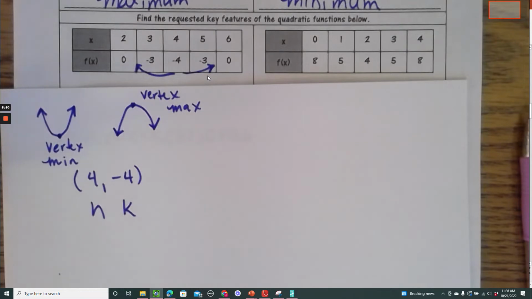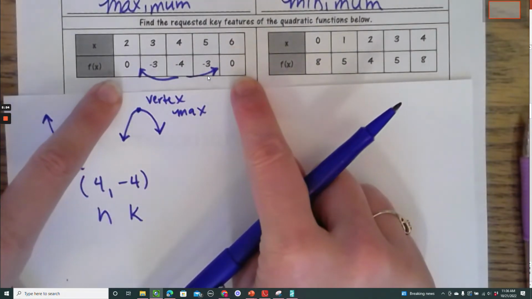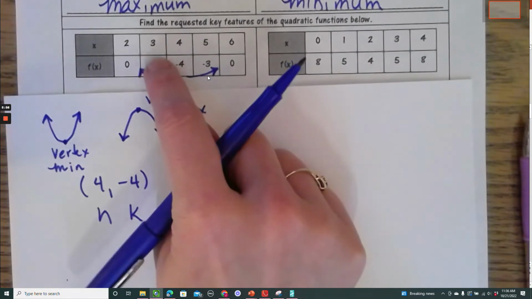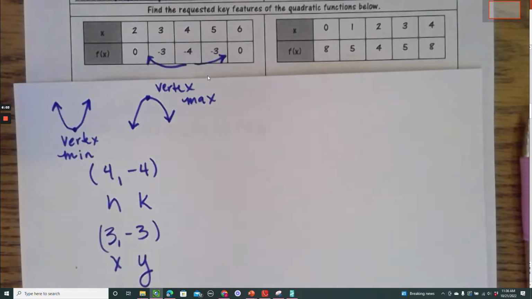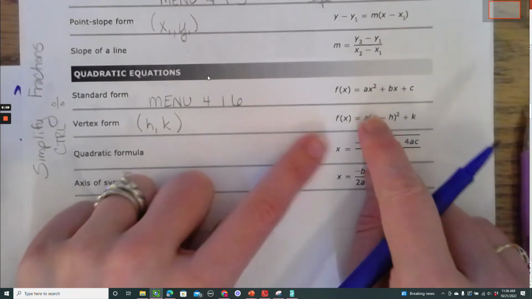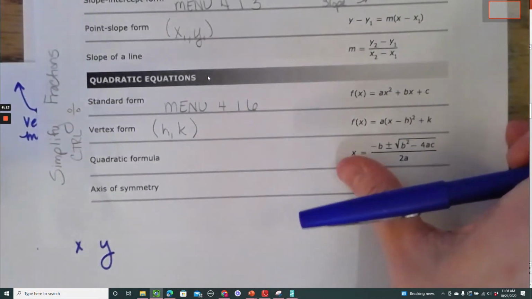I always tell kids when we're looking for points to build an equation, try to avoid zeros if you can. So I'm going to use this one, 3 and -3. 3 and -3. That's going to be my X and Y. They actually give this to the students on the Algebra EOC. They give this vertex form to them. And that's what I can use to write this quadratic function.